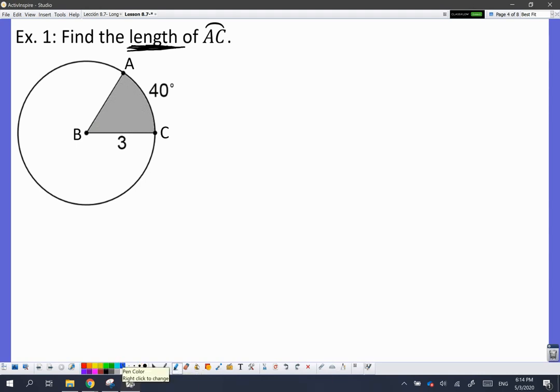So first, I know that I'm going to need my arc measure and I'm going to need the length of the circumference. So let me start by putting up our proportion. So I know that I have theta over 360 degrees equal to the arc length divided by the circumference, which is 2 times pi times r.